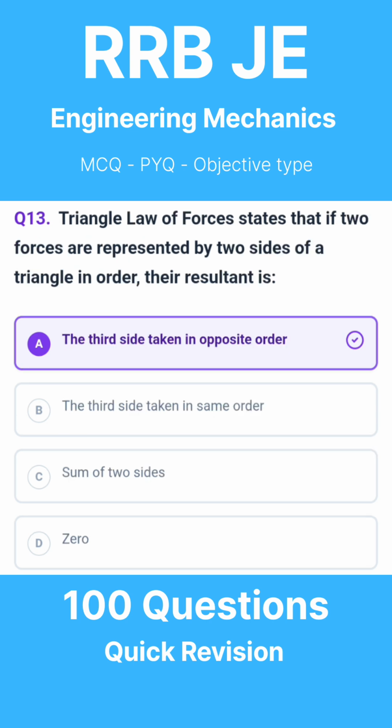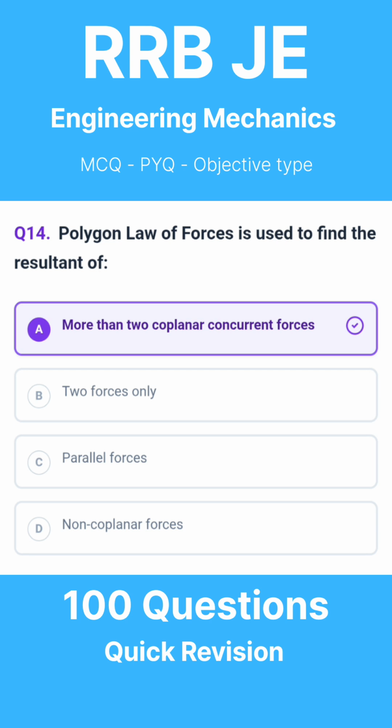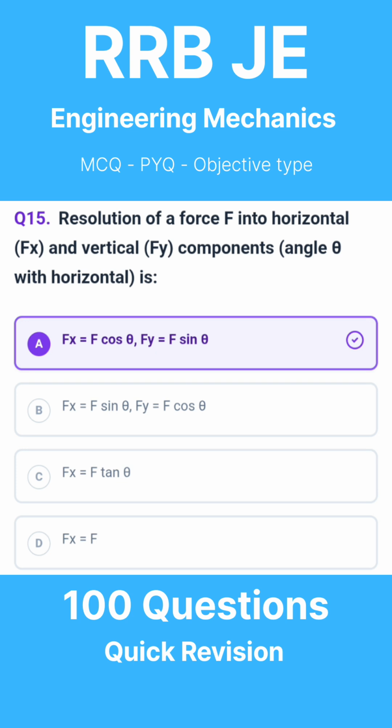Question 13. Triangle law of forces states that if two forces are represented by two sides of a triangle in order, their resultant is. The correct answer is the third side taken in opposite order. Question 14. Polygon law of forces is used to find the resultant of. The correct answer is more than two coplanar concurrent forces. Question 15. Resolution of a force F into horizontal Fx and vertical Fy components, with angle theta with horizontal, is. The correct answer is Fx equals F cos theta, Fy equals F sin theta.